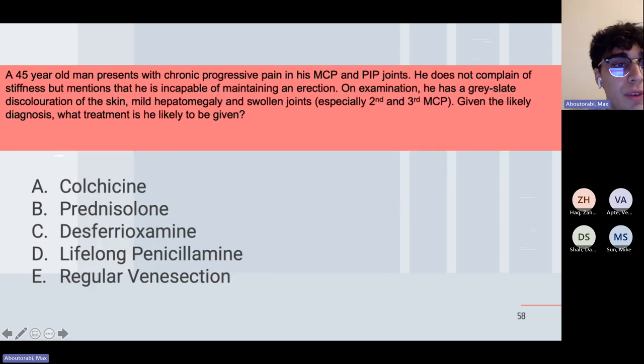And then a 45-year-old man presents with chronic progressive pain in his MCP and PIP joints. He does not complain of stiffness, but mentions that he is incapable of maintaining an erection. On examination, he has a grey slate discoloration of the skin, mild hepatomegaly, and swollen joints. Given the likely diagnosis, what treatment is he likely to be given?